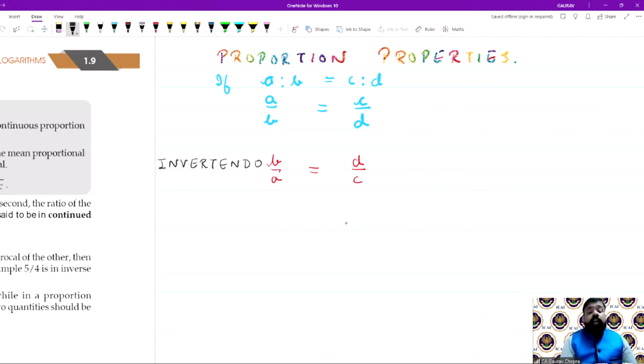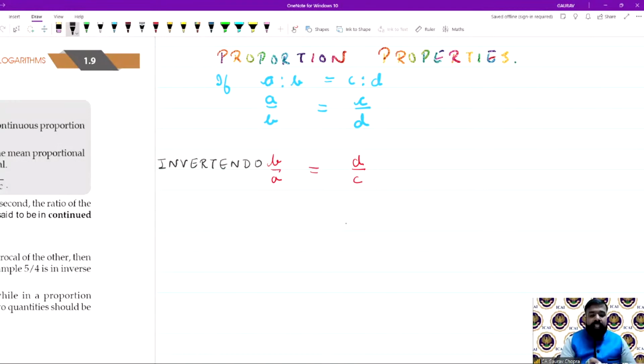Invertendo means we have done the inverse. हमने A को B से interchange कर दिया. A and B have interchanged their position. Similarly, C and D have interchanged their position. Therefore, it is known as invertendo.